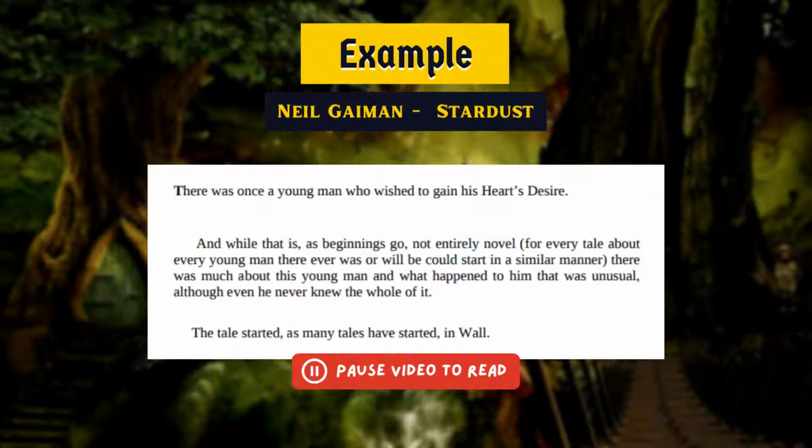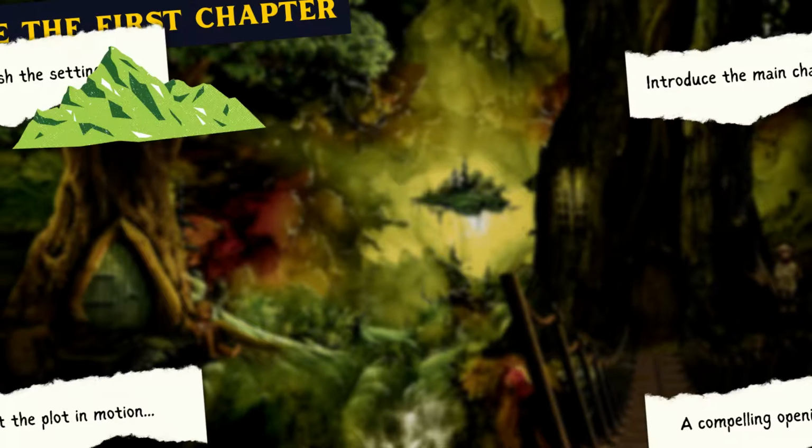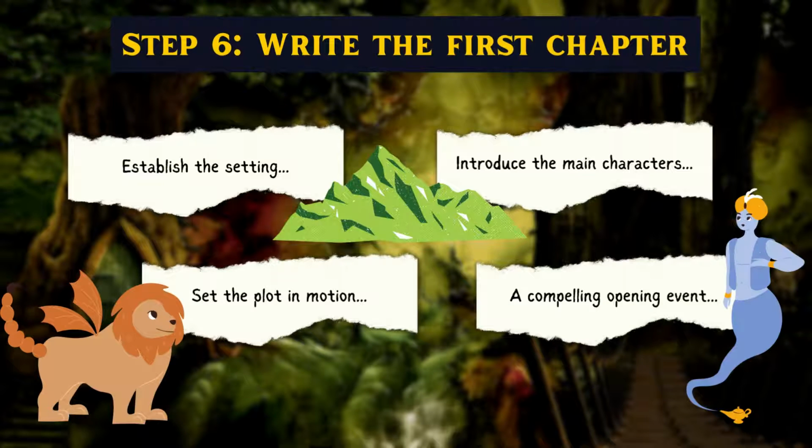Once you have your starting paragraph, it's time to dive into writing your first chapter. This is where you establish your story's setting, introduce your main characters, and set the plot in motion. Use descriptive language to paint a vivid picture of the world your characters inhabit, and hook the reader with a compelling opening scene or event.